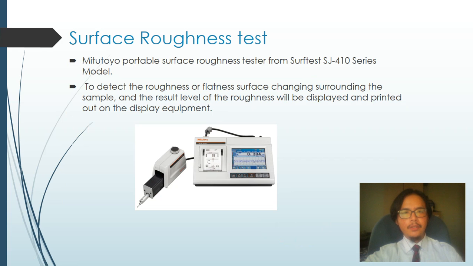Okay, the surface roughness data was collected from the surface roughness test. This test involved a Mitutoyo portable surface roughness tester, and its purpose is to detect the roughness or flatness changes on the surface of the sample, and the roughness level will be displayed and printed out on the display equipment. As you can see, this is the picture of the surface roughness tester that was used.